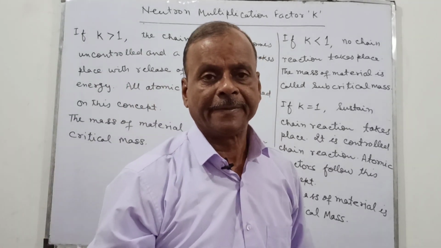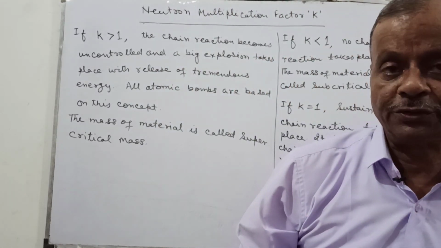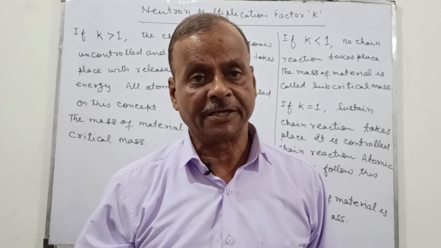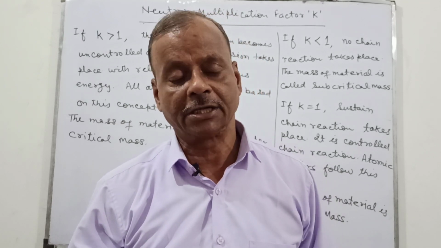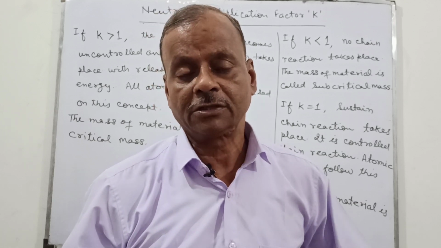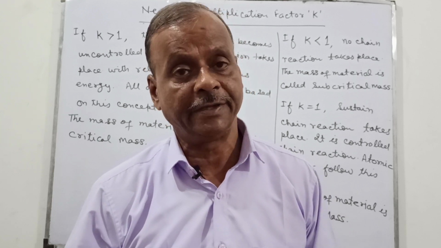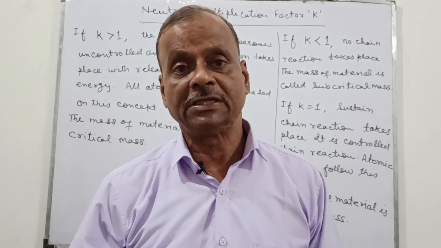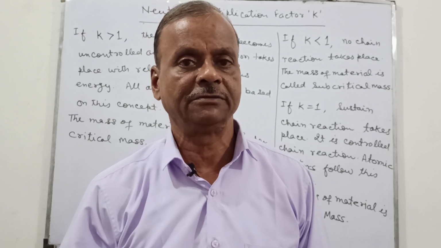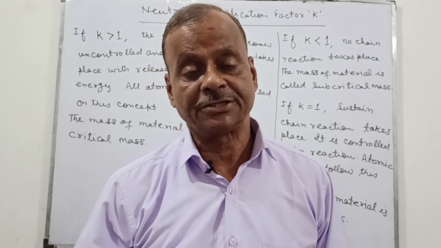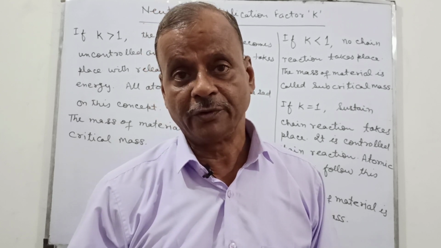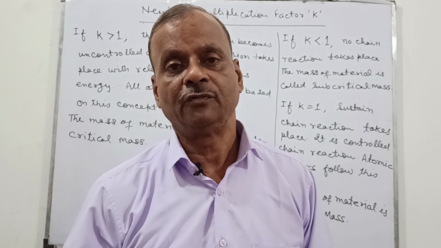So this is what happens with the value of K, whether the chain reaction will not take place, or it will continue, or it will be uncontrolled. If K is less than 1, then the chain reaction cannot continue, and if it starts, it will stop immediately. If K equal to 1, then this is the sustained chain reaction, and if K is greater than 1, then this is the uncontrolled chain reaction. So all the atomic reactors are based on the fact that K is equal to 1, but all the atomic bombs are based on K greater than 1.